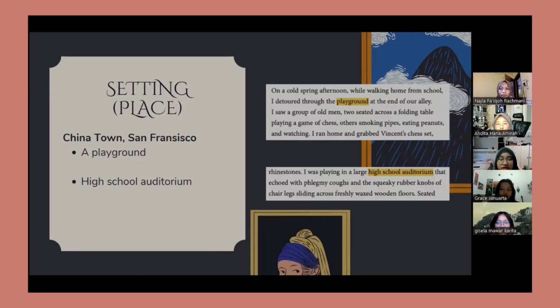The next place is a playground. You can see from the evidence provided here. The playground is the place where Waverly met a group of old men who played chess. And next is the high school auditorium, where her tournament was held.